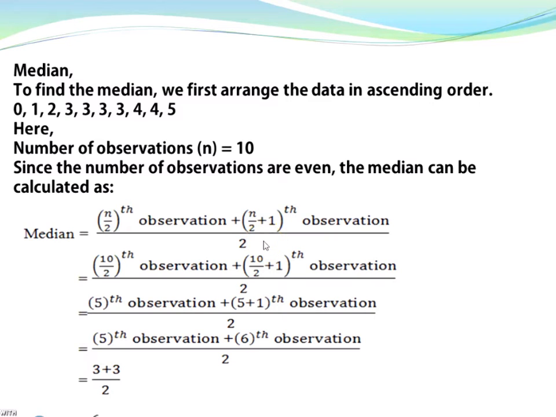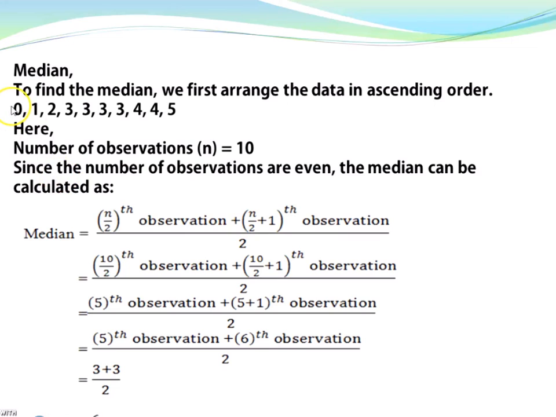Now at times a common mistake that is made by the students is they will do 5 plus 6 by 2 and that is 11 by 2, which is not the answer. 11 by 2 is nowhere close to the central value which we are looking at. It is not 5 plus 6 by 2. It is fifth observation plus sixth observation divided by 2.